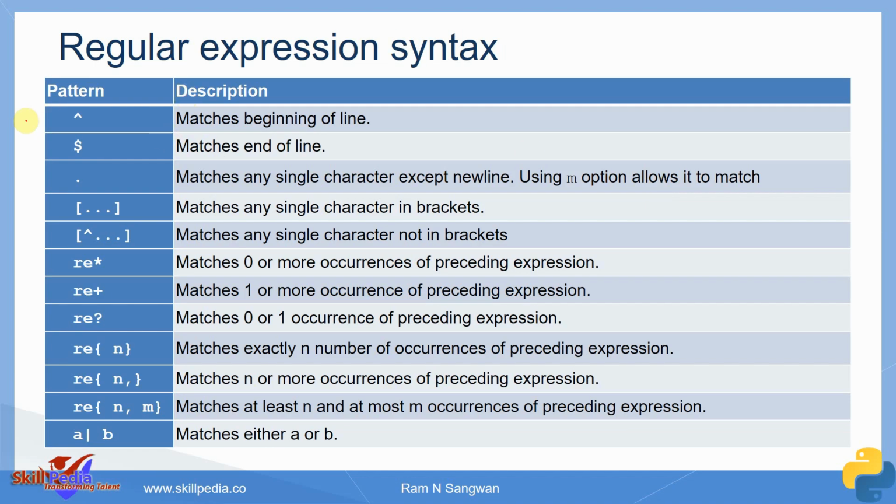These are the characters which we learned in Linux also. Regular expressions, conceptually, are the same. Beginning of the line, end of the line, any single character, any character given in square brackets, that is a character class, not any character class, negation. RE star, 0 or more occurrences of the preceding character, that is expression. RE plus, match 1 or more occurrences. Question mark, 0 or 1 occurrences. {n} means exactly n number of occurrences. {n,} means n or more occurrences. {n,m} means at least n, at most m occurrences.